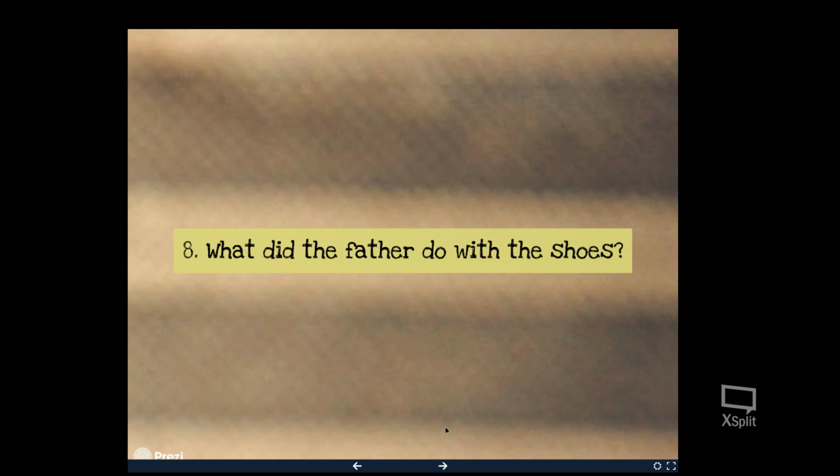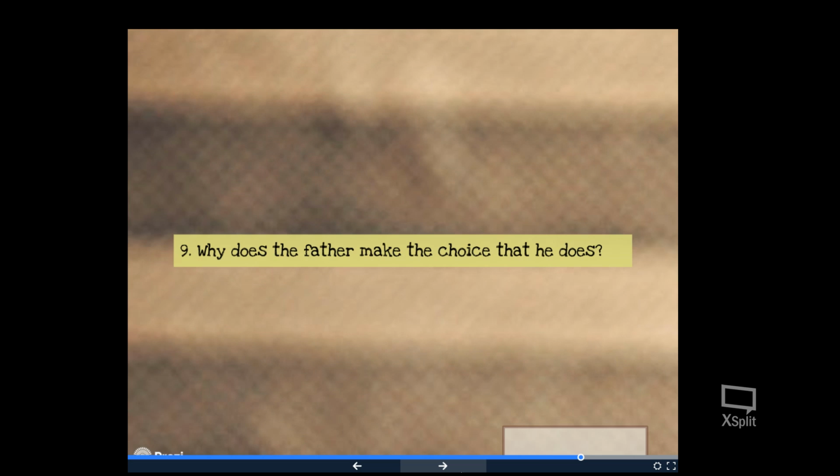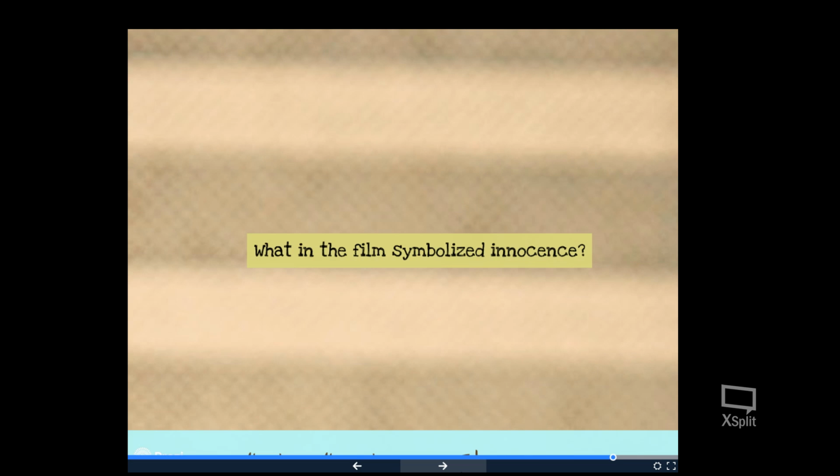Now, what did the father do with the shoes he got? Well, of course, we see in the film, he turns one of them into a doll for his daughter. Now, why does the father make the choice he does? He loves his daughter so much that he is willing to make a sacrifice for his own happiness too, so that she can have a doll that she's always wanted, and she is still showing her love for him because he only has one shoe.